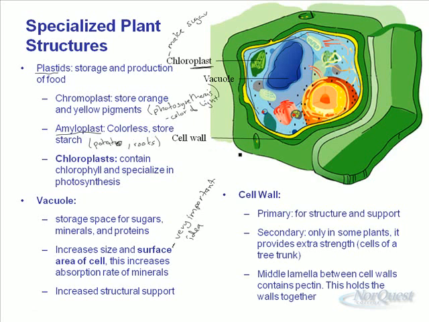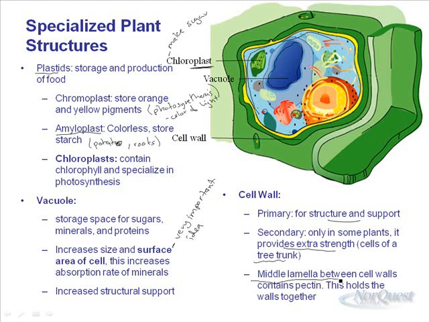There's also the cell wall, primarily there for structure and support. In some plants, it's even providing extra strength. For example, tree trunk cells, they've got to be really, really firm and structured to hold that tree up and make sure it doesn't tumble over in the wind. It's connected to the cell wall by something called a lamella.